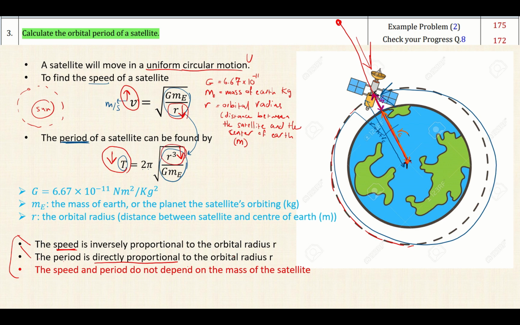You can also conclude that the speed of the satellite and its period don't depend on the mass of the satellite. They are independent of the mass of the satellite. So whether the satellite is small or big, V and T, the speed of the satellite and its orbital period, don't depend on its mass. They only depend on the height of the satellite, or in other words, its orbital radius.